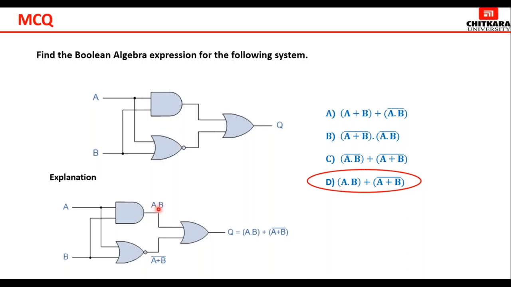My output is A dot B. And then you can see that A and B have been combined with the help of an OR gate here. So it is A plus B. And then there is an OR gate placed in front of it, so we have to take its complement. And then both have been joined with the help of an OR gate. So your answer comes out to be A dot B plus A plus B whole complement, right? So it is the last option, that is the D option, right?